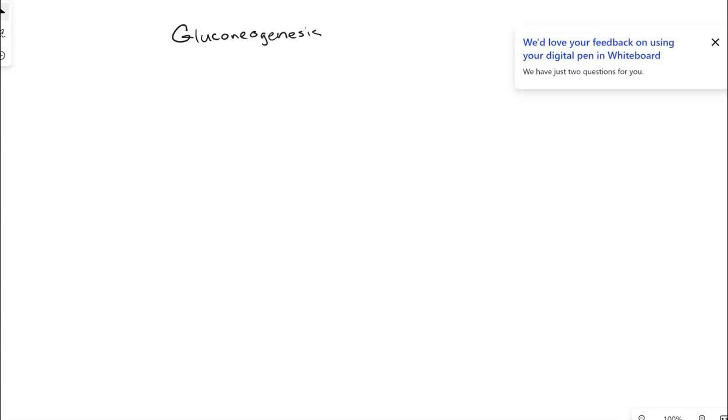All right, and welcome to the first lecture in the sequence of Chapter 22, which will cover collectively gluconeogenesis, glycogen metabolism, and the pentose phosphate pathway in metabolism. So this lecture is just going to cover gluconeogenesis and the regulation of gluconeogenesis. And let's start out with what is gluconeogenesis? And specifically, how does it operate?